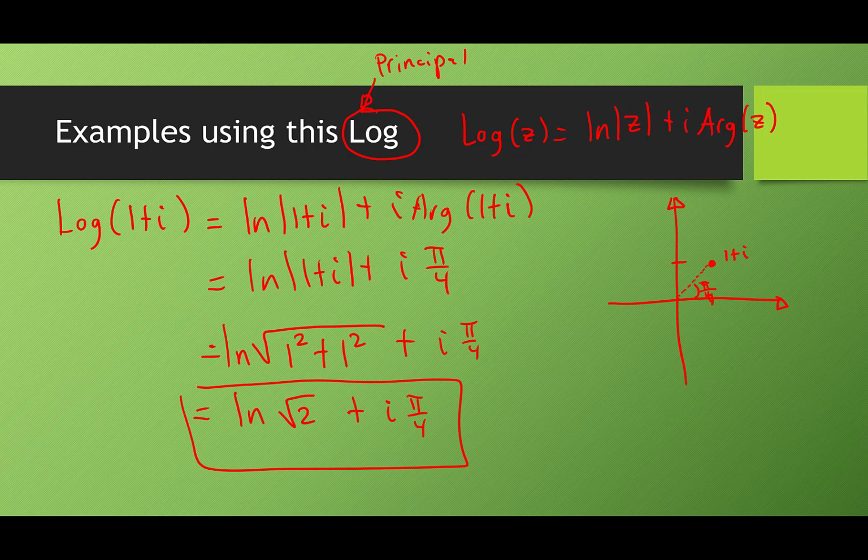Okay. Now, a quick little note with the principal log. Again, this is only one log. Remember, think about the logarithm function as a family of functions. We could have defined the argument instead of minus pi to pi. We could have done 0 to 2 pi, like this. Or we could have been really, really fancy. Maybe we did something like this, like negative pi over 2 to, let's see, I got to get a full rotation, right, to 3 pi over 2.